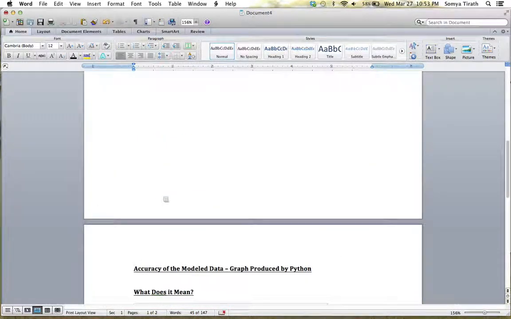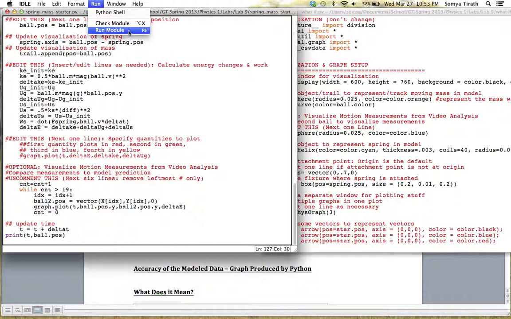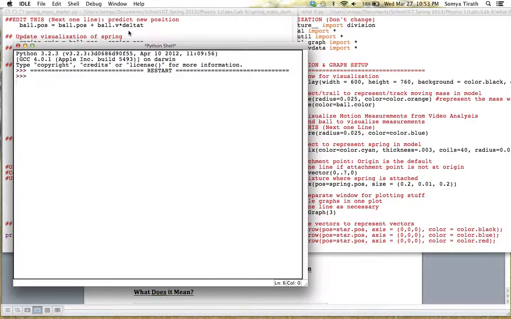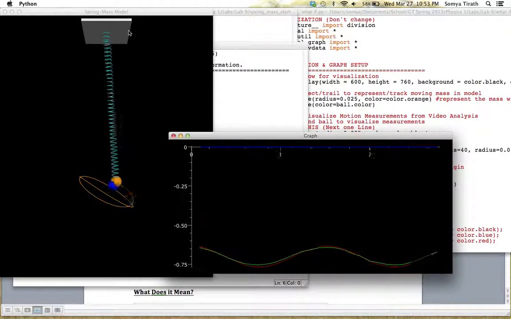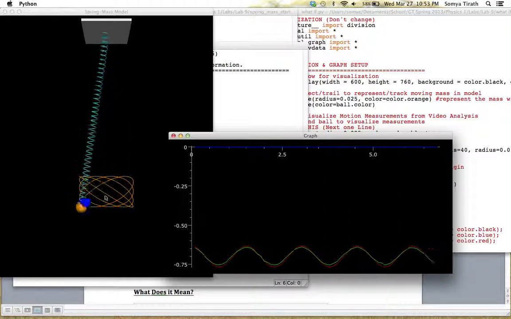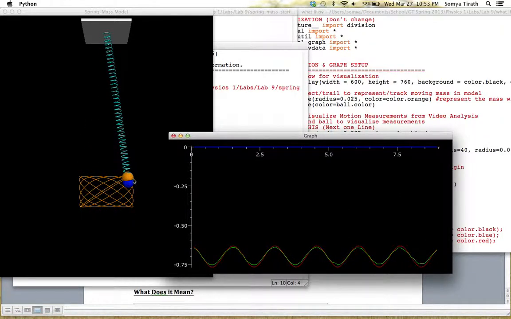And so then when we run the module, you can see that the orange ball, the model data, and the blue ball, what it's supposed to follow, are very accurate, which shows that the numbers I used are pretty accurate. Additionally, you can see from this graph that there's pretty high accuracy because the green is the model data from Tracker, and the red is the data produced by the computer. And so the two are pretty similar, which shows that there's a high level of accuracy.